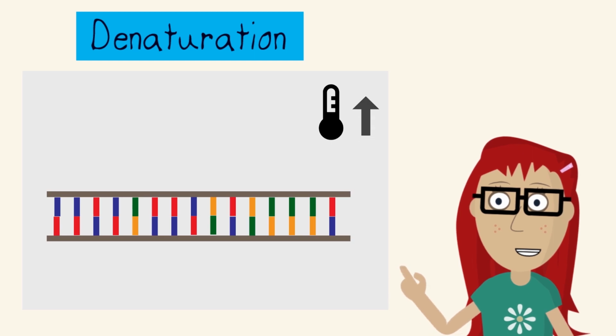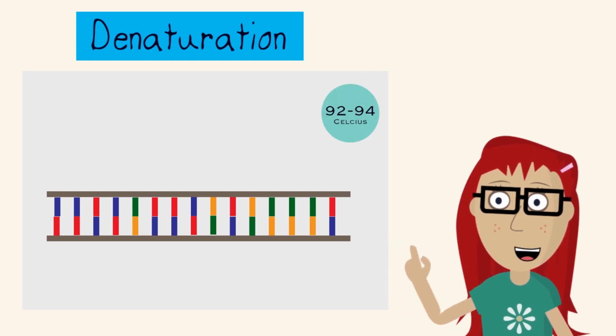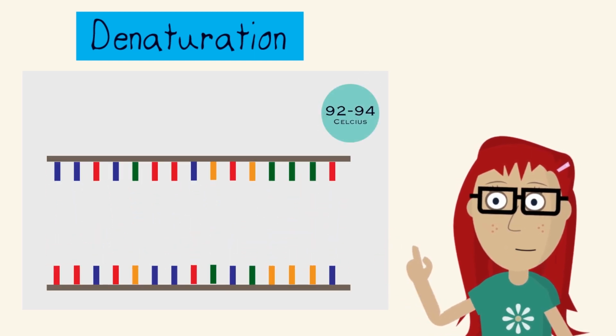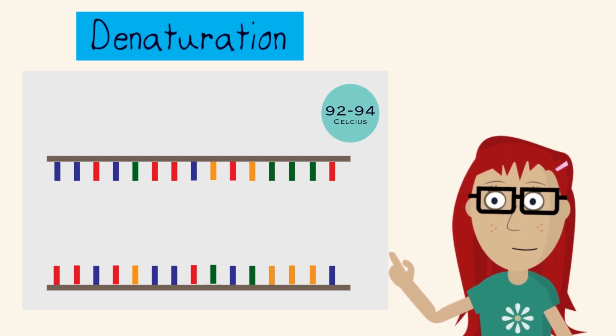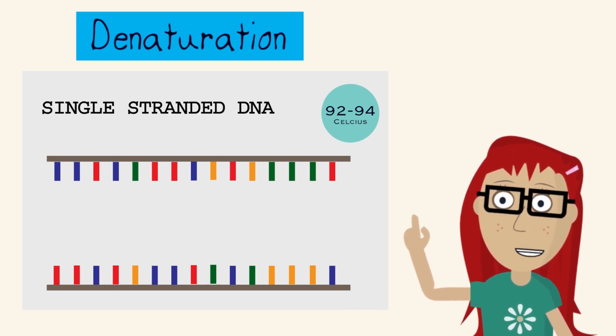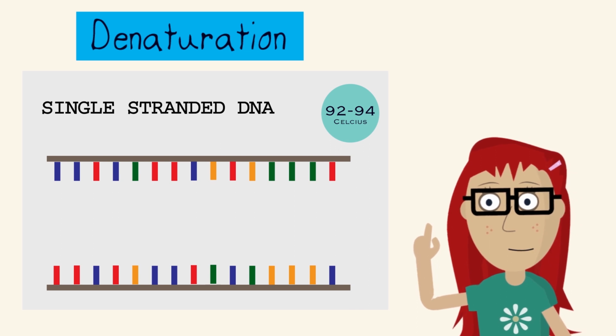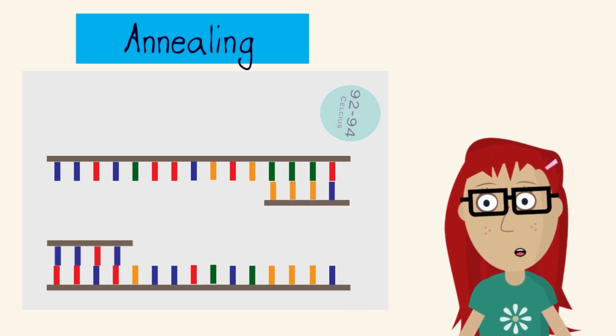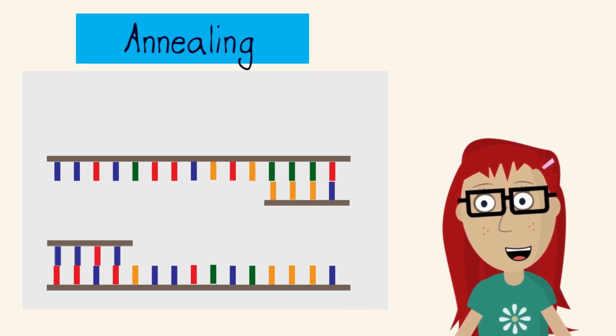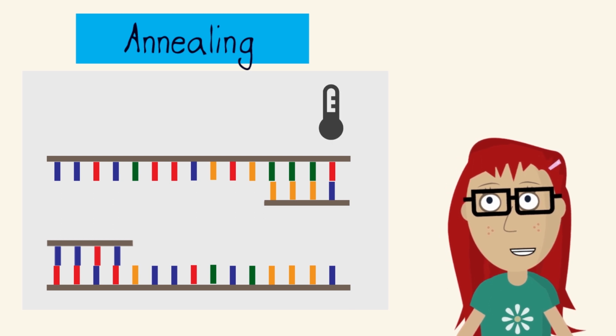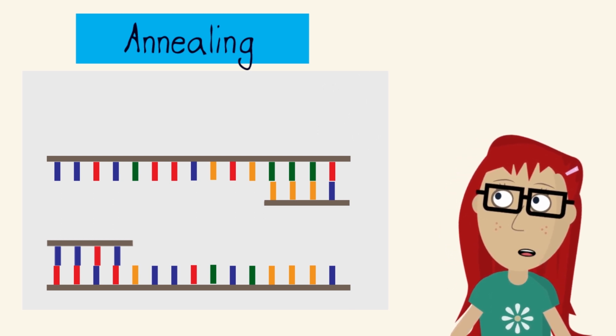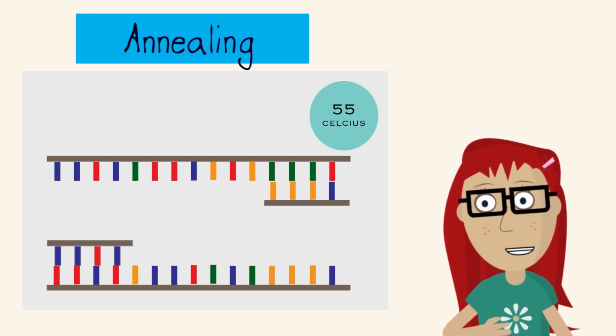It increases the temperature up to about 92 to 94 Celsius to denature the double-stranded DNA molecule. This will yield single-stranded DNAs. Then primers bind with the complementary bases through hydrogen bonds. This reaction takes place at a slightly lower temperature, around 55 Celsius.